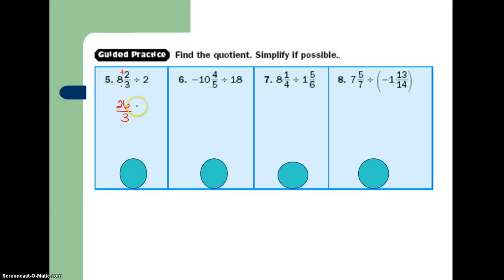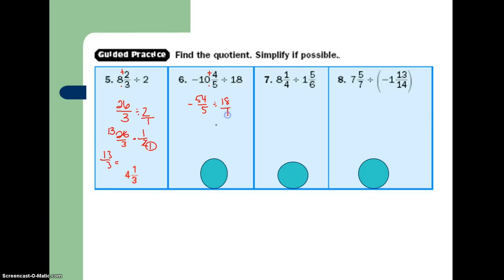For number 5, we have 26 over 3 divided by 2 over 1. Keep it the same, multiply by 1/2. This becomes 13. This becomes 1. 13 over 3 is 4 1/3.